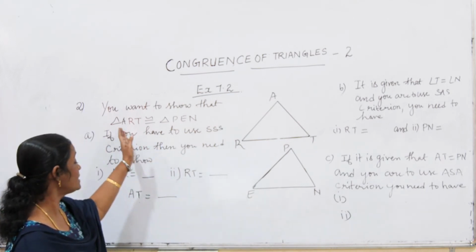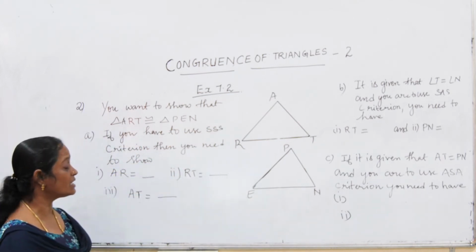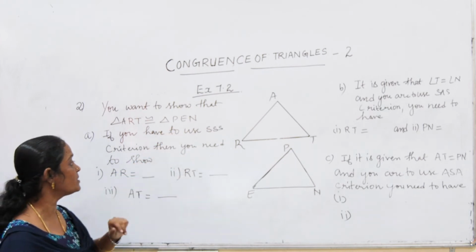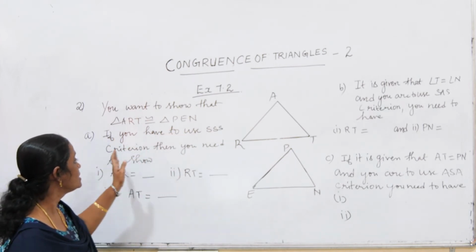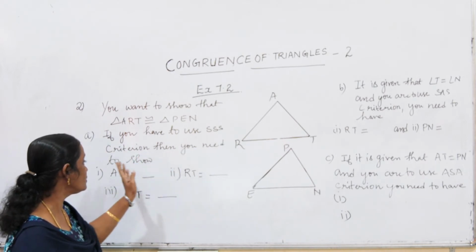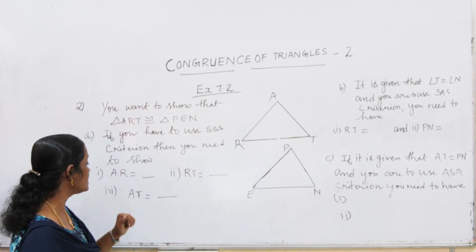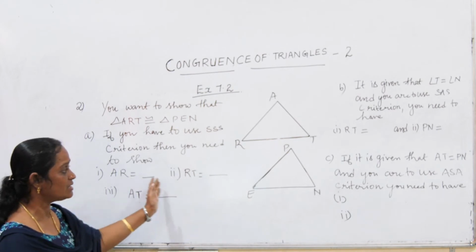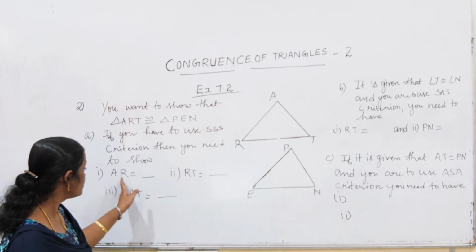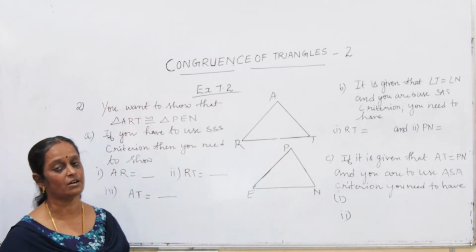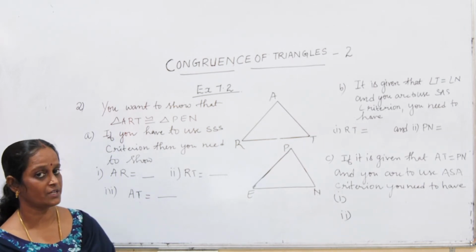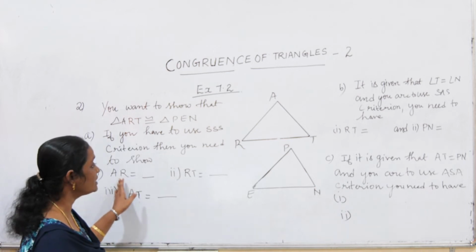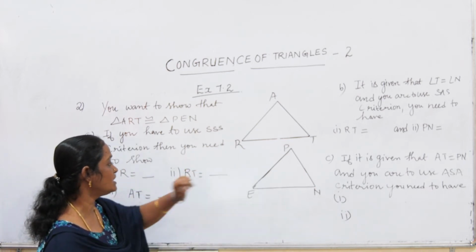You want to show that these two triangles are congruent. Triangle ART is congruent to triangle PEN. Number 1, the first one: if we have to use the triple S criterion, then you need to show... Triple S criterion means all the three sides of one triangle are equal to all the corresponding three sides of another triangle.